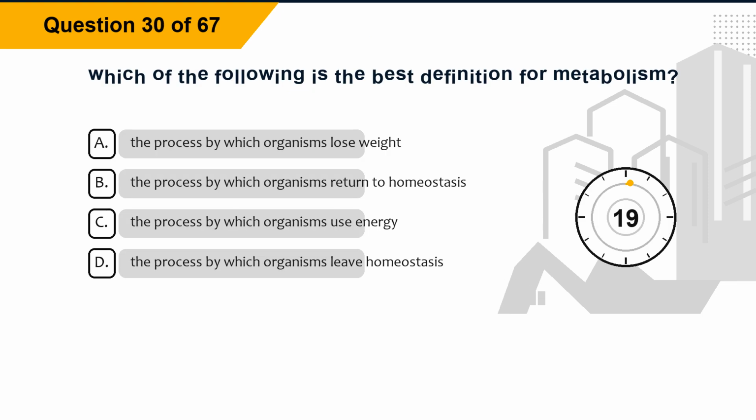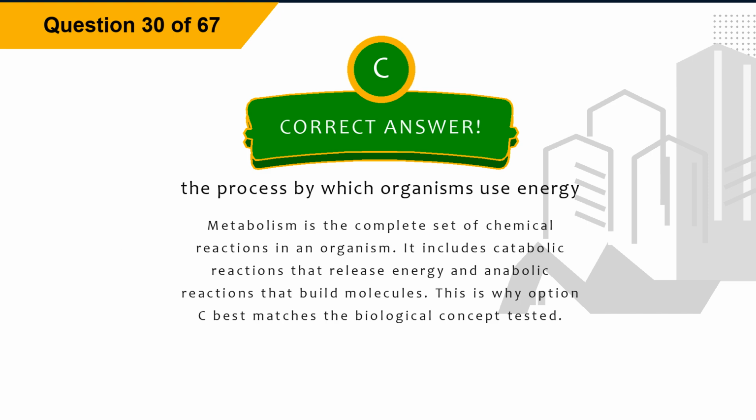Question 30. Which of the following is the best definition for metabolism? Option A. The process by which organisms lose weight. Option B. The process by which organisms return to homeostasis. Option C. The process by which organisms use energy. Option D. The process by which organisms leave homeostasis. The correct answer is option C. The process by which organisms use energy. Explanation. Metabolism is the complete set of chemical reactions in an organism. It includes catabolic reactions that release energy and anabolic reactions that build molecules. This is why option C best matches the biological concept tested.